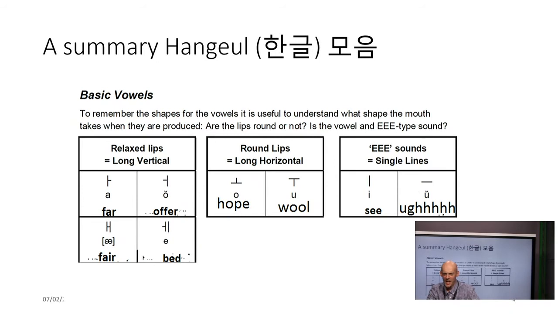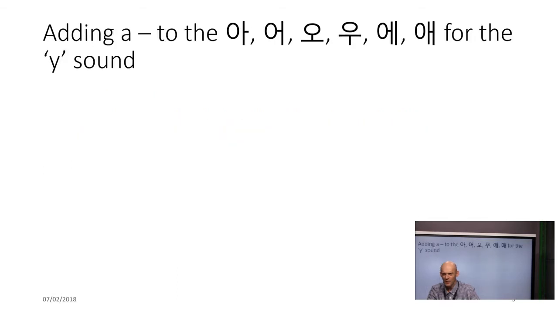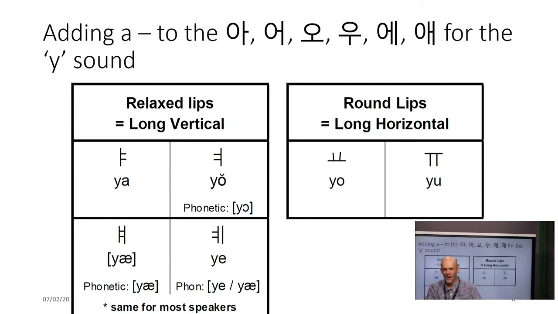Quick summary of those sounds then. Practice saying them: ah, oh, oo, ee. And what happens if we add another line to the ah, oh, oo, ee? We introduce the Y sound. So adding another character becomes ya, yo, yu, yeah.